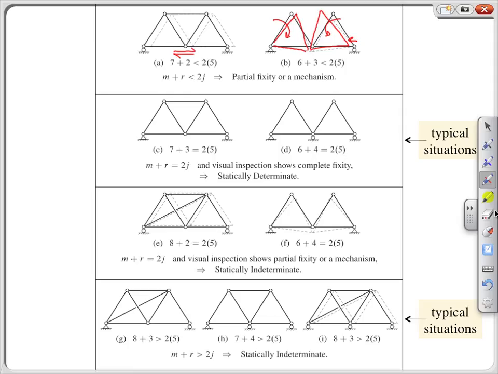The third row shows two trusses where the rule of thumb does not provide an accurate assessment. The rule of thumb predicts static determinacy, but both trusses are statically indeterminate and have partial fixity. That is, they are capable of moving. Truss E is able to slide back and forth freely.